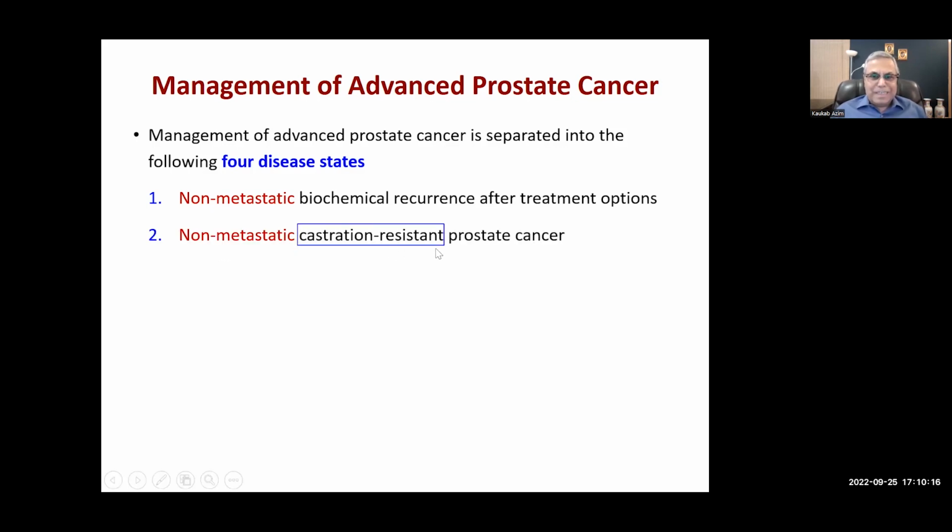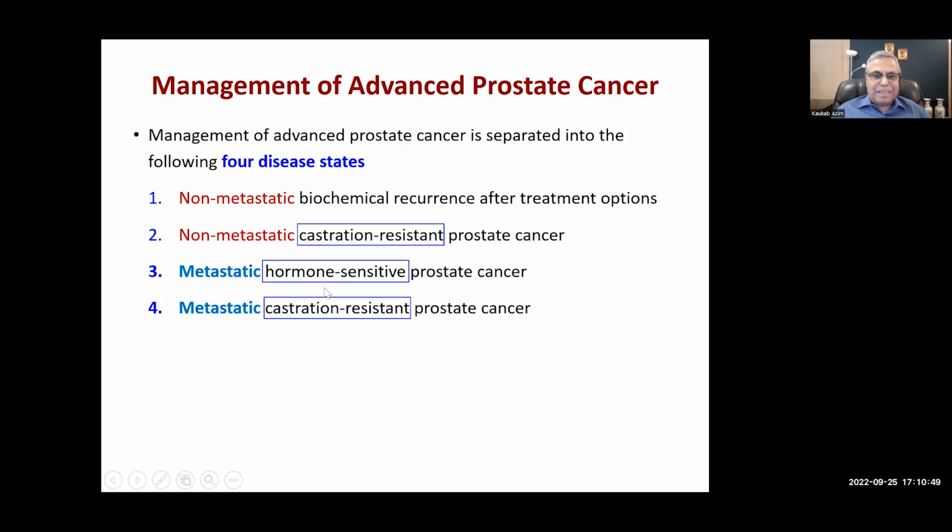Number two is non-metastatic castration-resistant. It is still not metastatic, but it is independent of testosterone. It is castration-resistant. If you give androgen deprivation therapy, it still grows, but it does not mean that you stop giving androgen deprivation therapy. Okay, so that is the second type of advanced cancer. Then the next two types are metastatic cancers. In metastatic, we have metastatic hormone sensitive and metastatic castration resistant, which means they are not hormone sensitive.